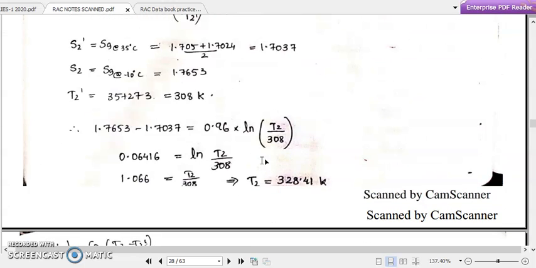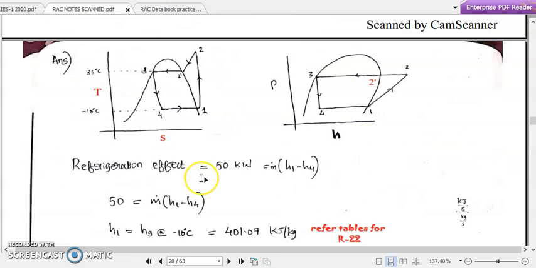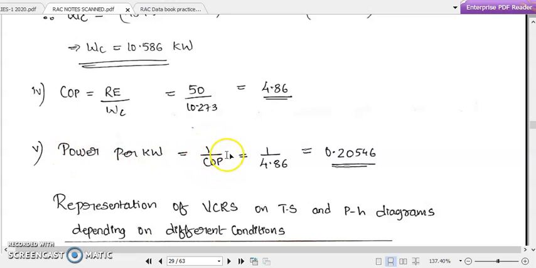Again let us move on with our question. The last part is power per kilowatt of refrigeration. When we discussed the performance of our VCRS, we discussed that power per kilowatt means the electrical power required for producing 1 kilowatt of refrigeration. So that is nothing but 1 by COP. Power per kilowatt, the final part of our question, will be 1 by COP, which is equal to 1 by 4.86, and that value is coming as 0.20546. Now we have completely solved all parts of the question.